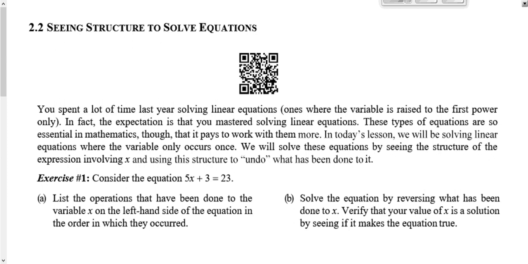So they call this seeing structure. I guess that's kind of ambiguous and not very clear. So I guess what we're going to think about is, well, you remember order of operations, right? PEMDAS. Okay. Who can tell me what they think when you're solving an equation? Are you actually using order of operations the way you normally would, or are you doing something different?